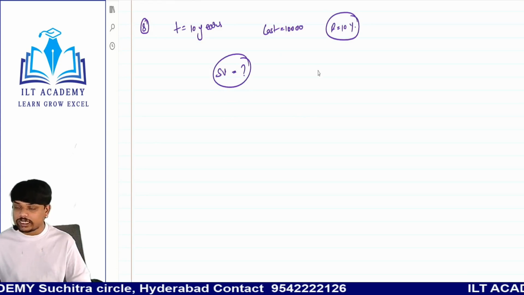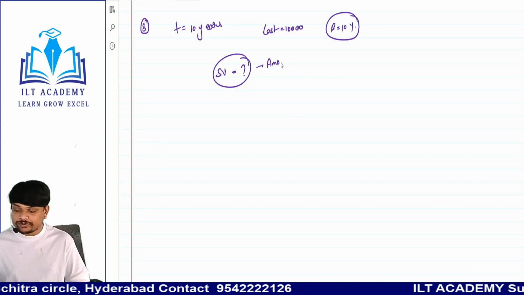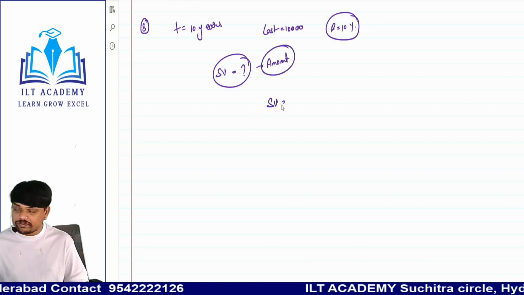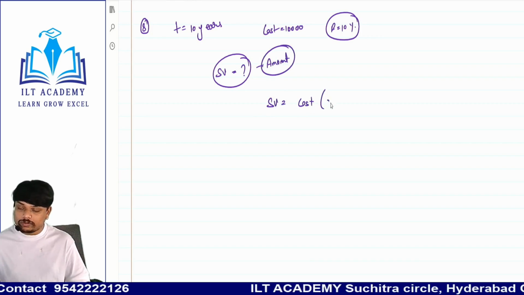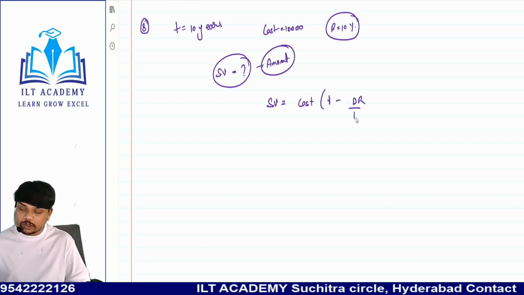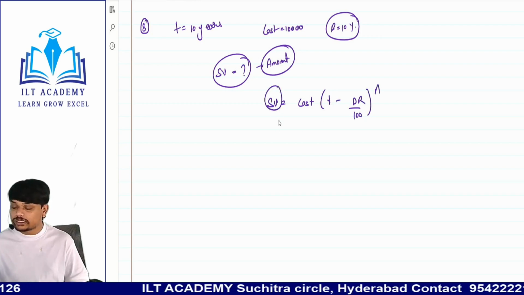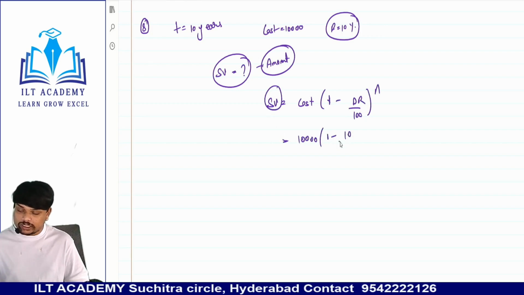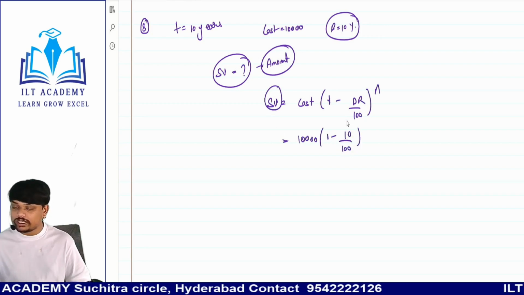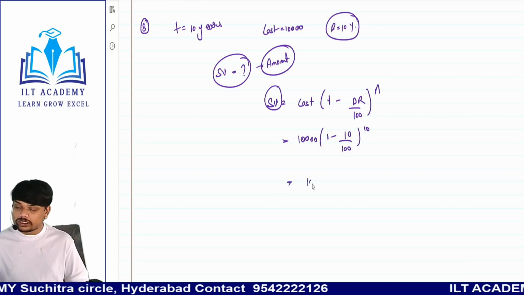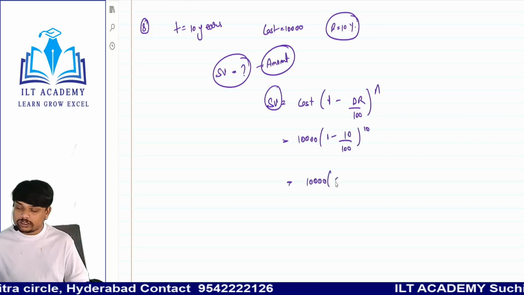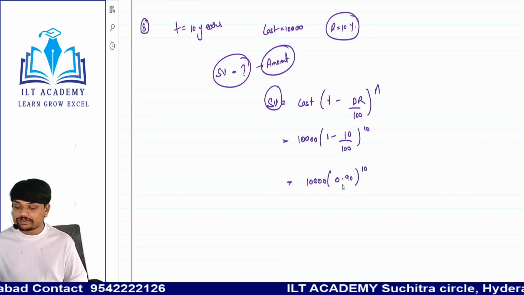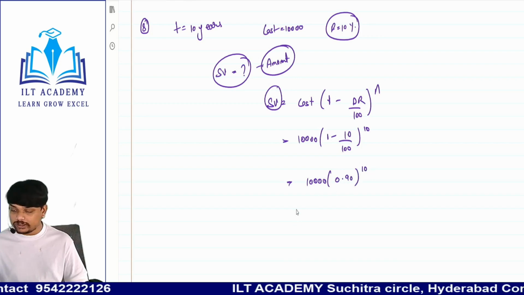Now what is scrap value? Scrap value is nothing but the amount. And in the formula, it is minus, that is the difference. So scrap value is equal to cost into 1 minus depreciation rate upon 100, whole power n. So scrap value we are finding: cost of machinery is 10,000, and 1 minus rate is 10 upon 100, whole power n is 10 years. So this is going to become 10,000 into 0.90, which is 1 minus 0.10, which is 0.90 whole power 10. So first you do 0.90 whole power 10 into 10,000.